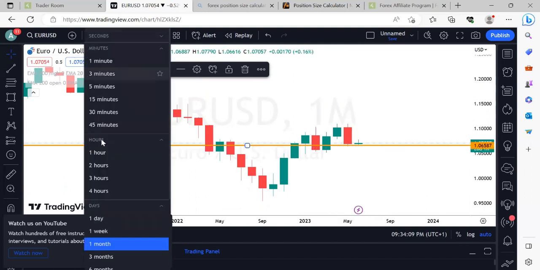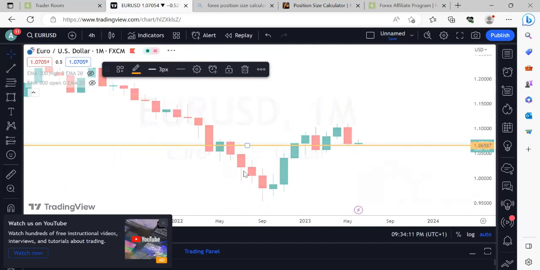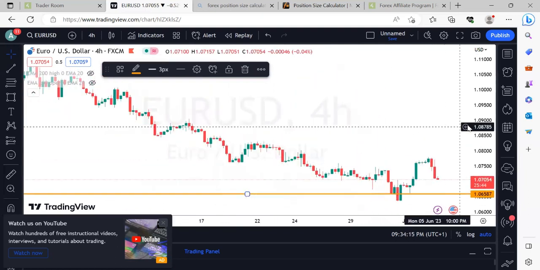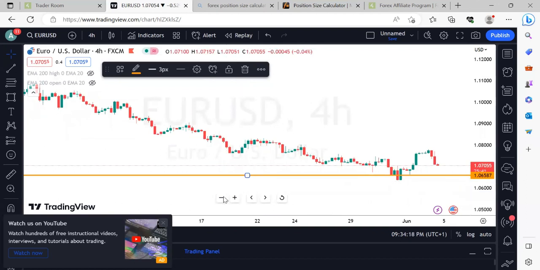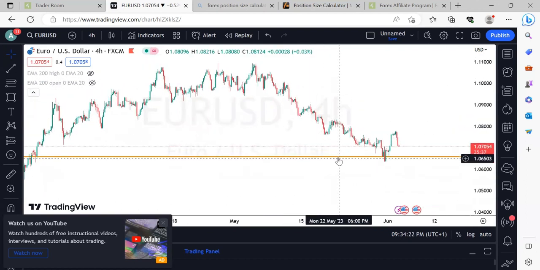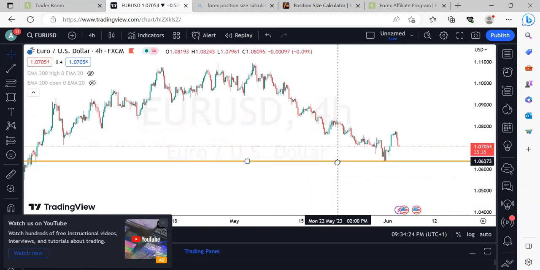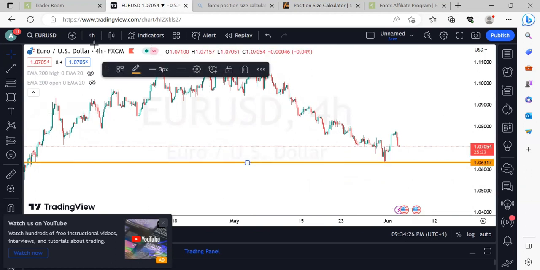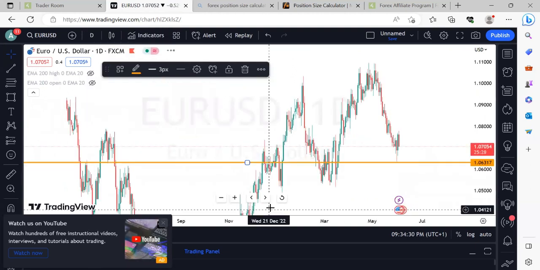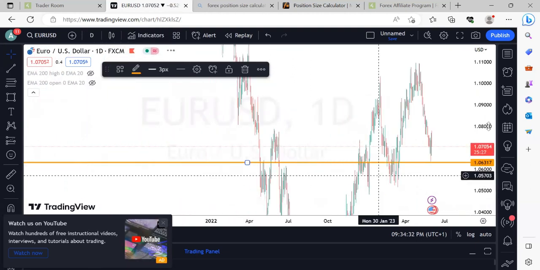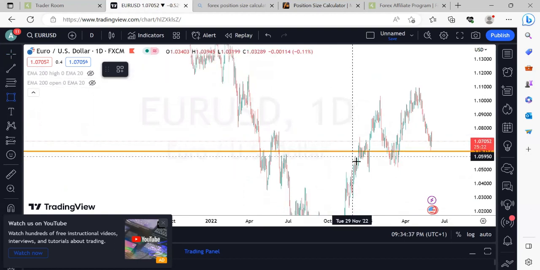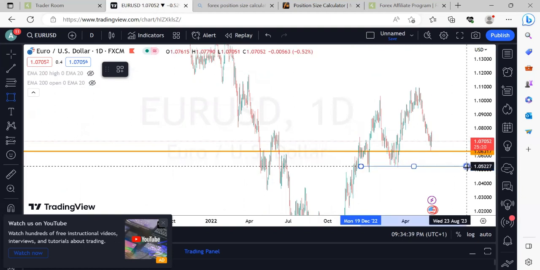Let's go to 4 hours. I'm looking for a breakout of the support. If Euro can break this support level, definitely, let me go to daily, there is going to be a massive drawdown. At least Euro will get to this level before we do anything.